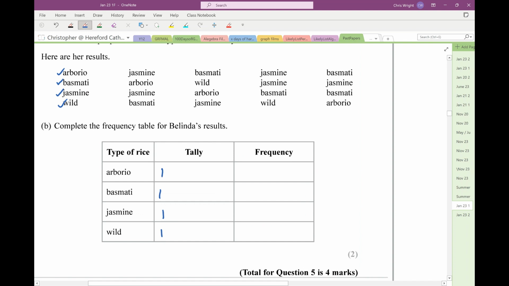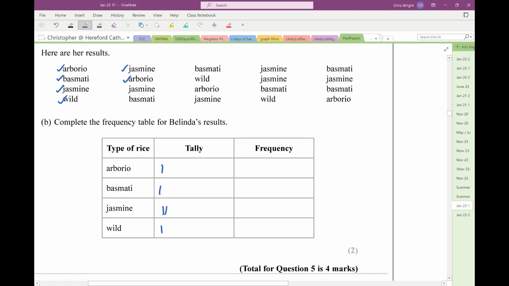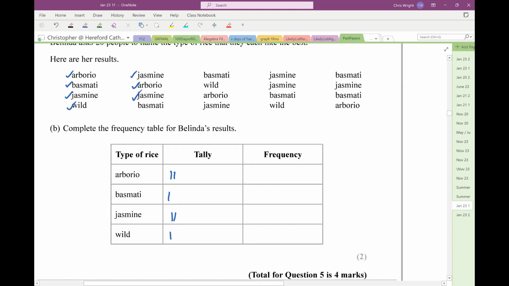I'm going down the columns because then I can pause more often. Right, tick off, tally. Now I'm going to need to be careful, aren't I? Because when I get to 5, I need to remember that I tally with the gate. Basmati, tally. Wild, tally. Arborio, whatever it's called, tally. Jasmine, tally. Oh, I've got 4 jasmines now, so look out. Look at that, jasmine. That's my 5th one. Jasmine, basmati. 4 basmati now. Wild.